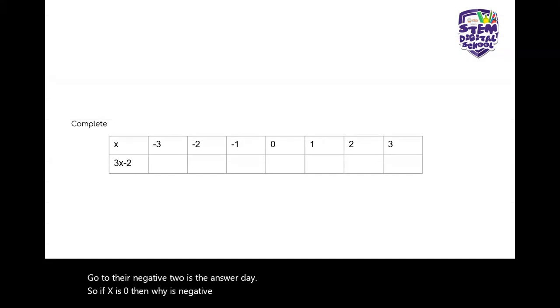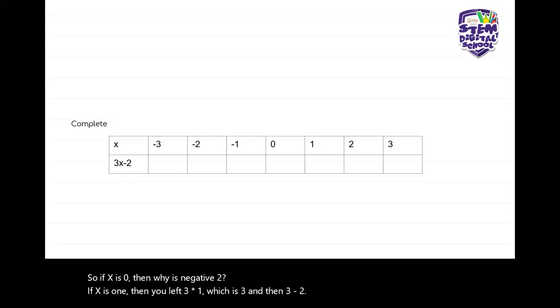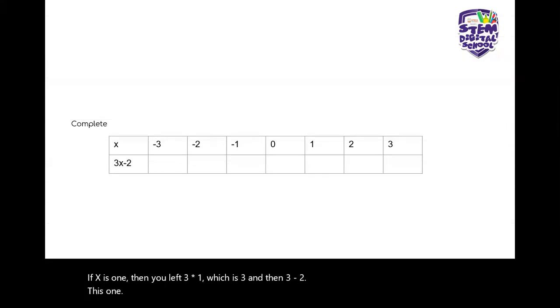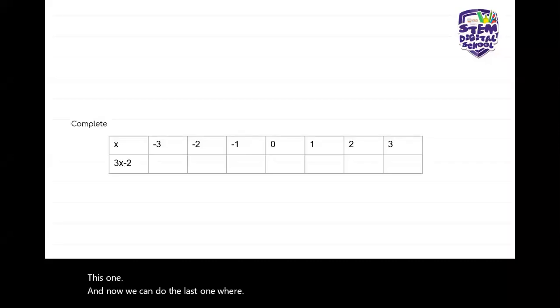If x is 1, then you'll have 3 multiplied by 1, which is 3, and then 3 minus 2 is 1. And now we can do the last one where the value of x is now 3. Great, thank you, Nhlanhla. Negative 2 is the final answer there.